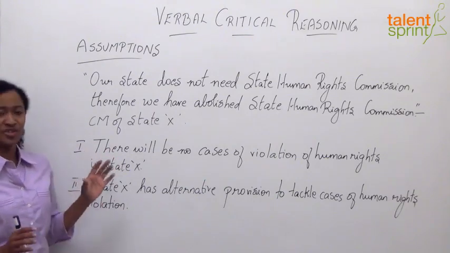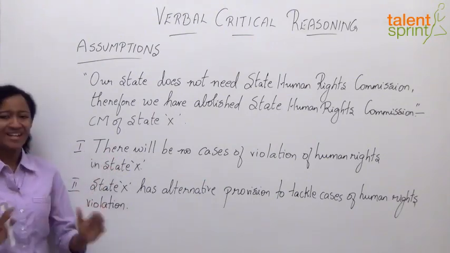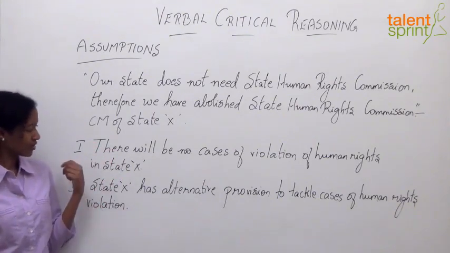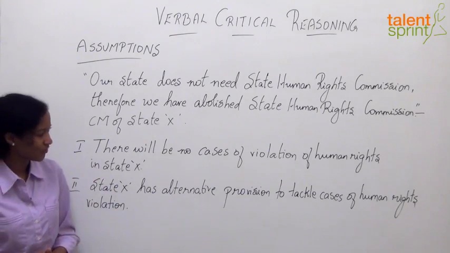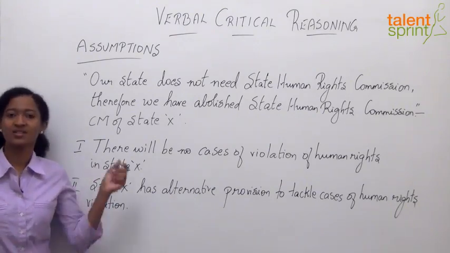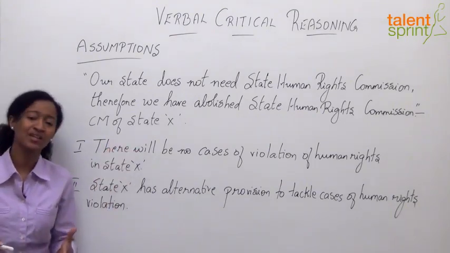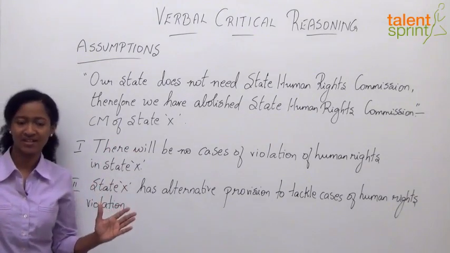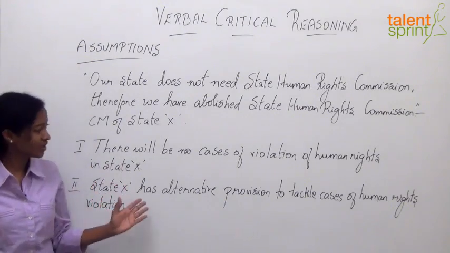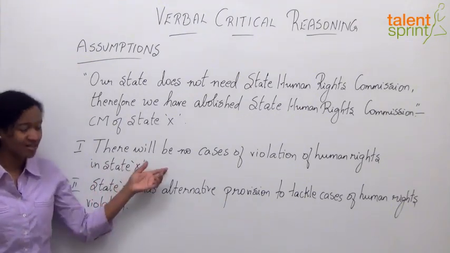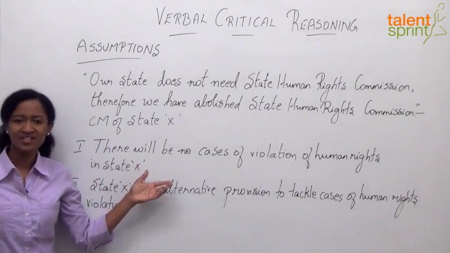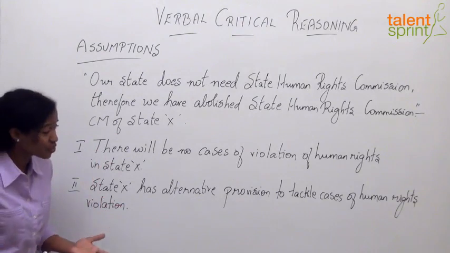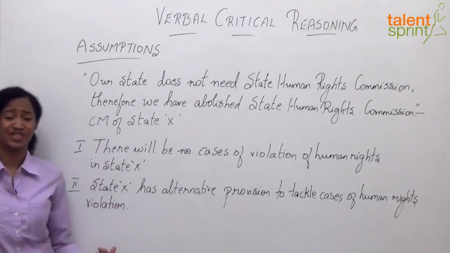So the Chief Minister of State X is saying we don't need State Human Rights Commission, therefore we have abolished it. So if I look at assumption 1, there will be no cases of violation of human rights in state X. This is the assumption the Chief Minister is making, and that is why he is very categorically and confidently saying we don't need State Rights Commission, because we're not going to have any issues. So I can take assumption 1 that it is understood from the statement. Let's look at assumption 2. State X has alternative provision to tackle cases of human rights violation.